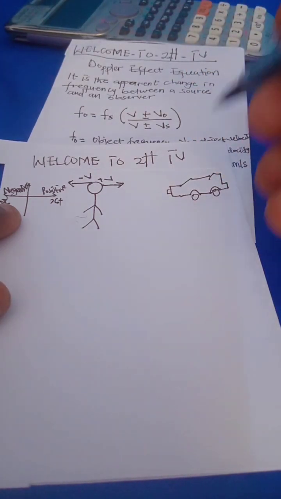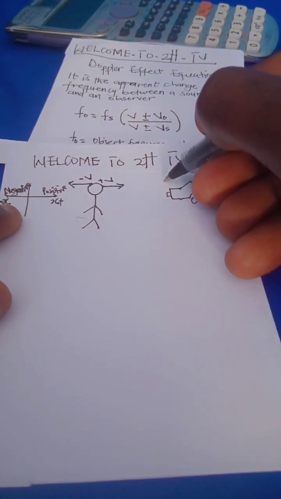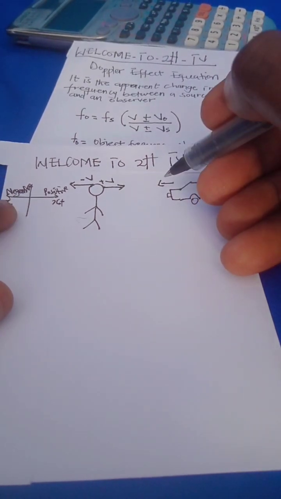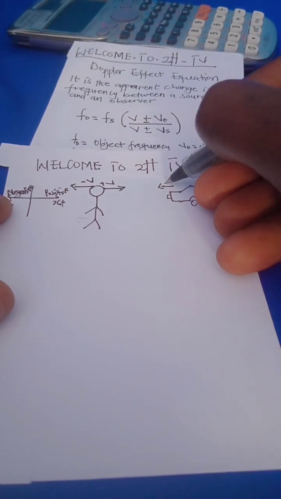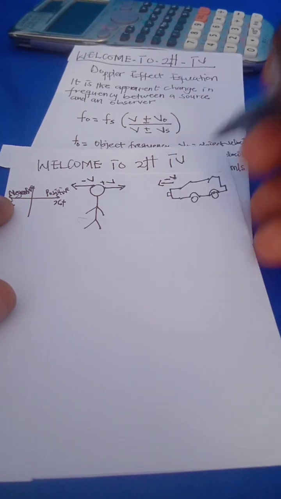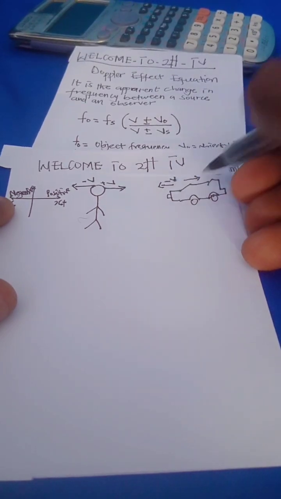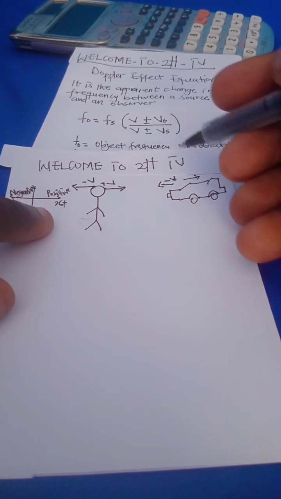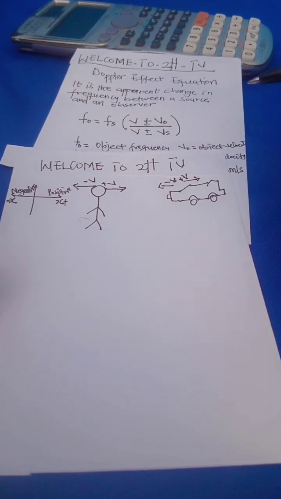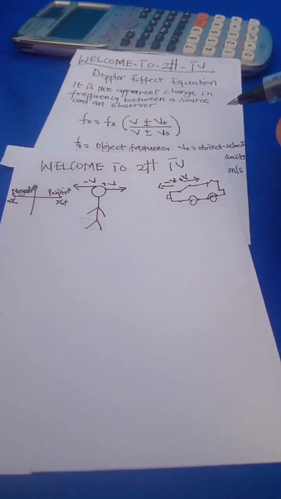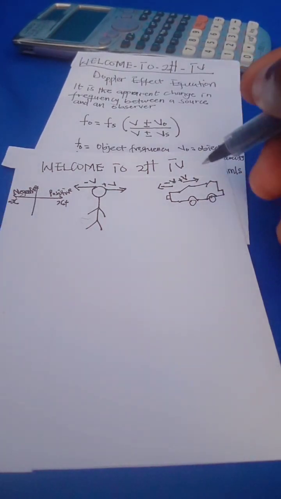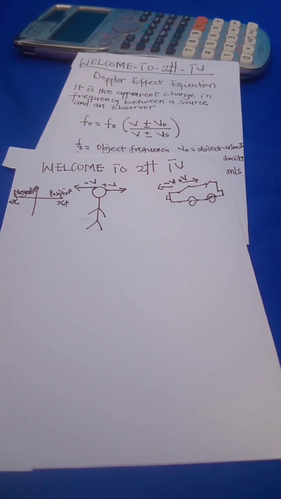So same with the source. If the source velocity is moving in the negative x direction, the velocity will be negative. But when it is moving in the positive x direction, the velocity is positive. So take note of this. Keep it as it is. If you change the position of the source and the object, you might mix everything up. Now let's look at the 4 cases that we have.